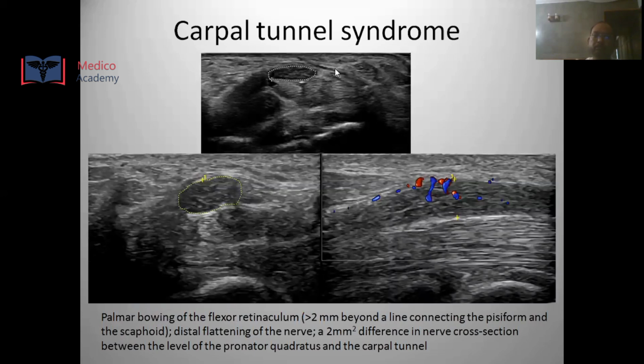Carpal tunnel syndrome is the inflammation of the median nerve within the carpal tunnel in the wrist. It can be idiopathic, or it can be secondary to inflammatory arthritis because of tenosynovitis. How to diagnose carpal tunnel syndrome? You have to take the area of the median nerve at two different planes, one at the level of the carpal tunnel and one proximally, just at the level of the pronator quadratus. A difference of more than 2 millimeters squared is definitive of carpal tunnel syndrome. This is a long axis view where you are getting some powered Doppler signal, which is also indicating that there is inflammation of the nerve.